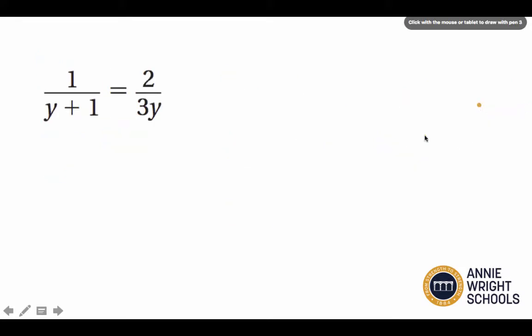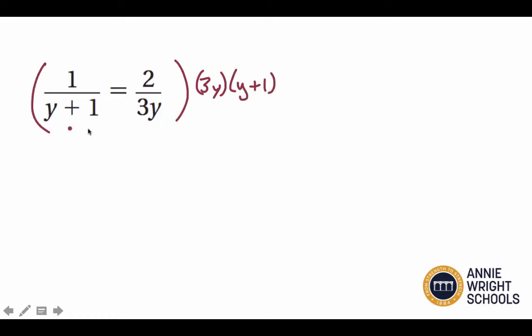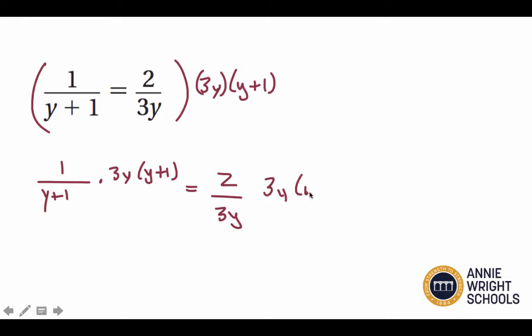You just multiply by the lowest common denominator. Try this example. The lowest common denominator is pretty easy to find here. The lowest common denominator is 3y times y plus 1. And because that's the denominator over here times the denominator over here, when I multiply this out, I get 1 over y plus 1 times 3y times y plus 1 equals 2 over 3y times 3y times y plus 1. Now, the 3y's cancel on the right-hand side, the y plus 1's cancel on the left-hand side, and I get 3y equals 2 times y plus 1.